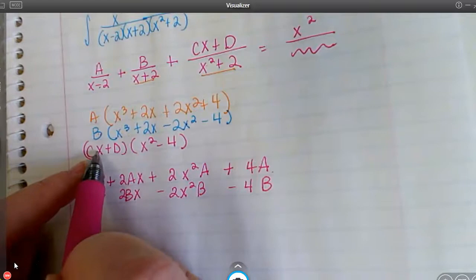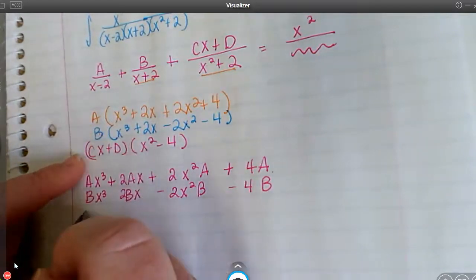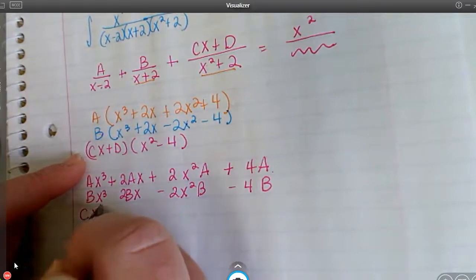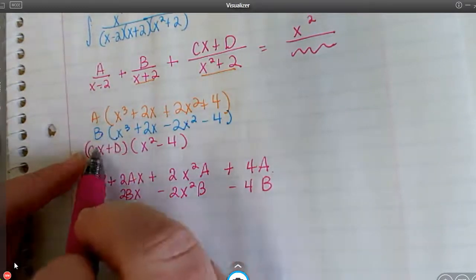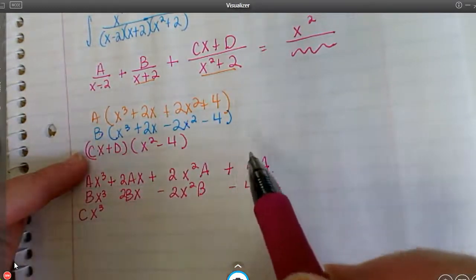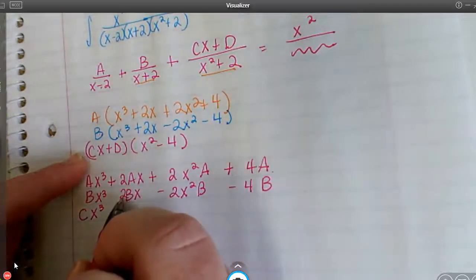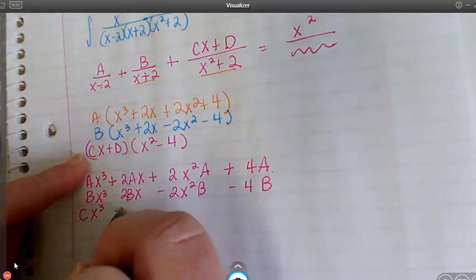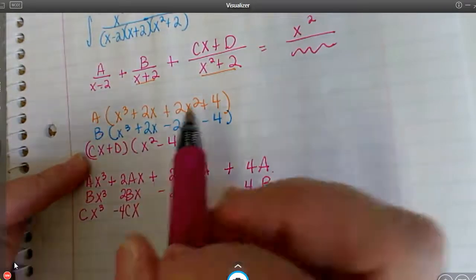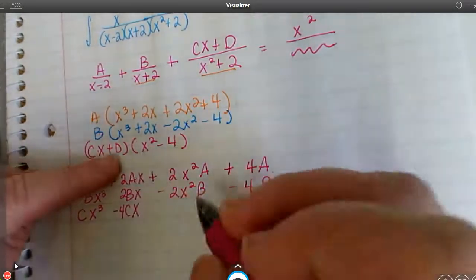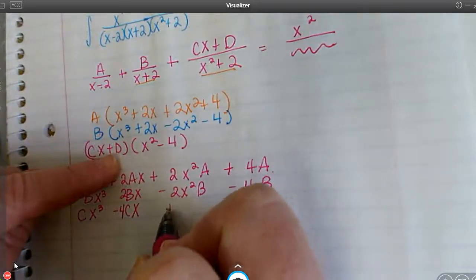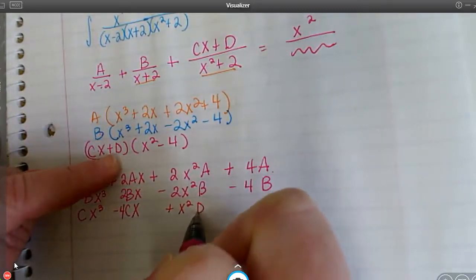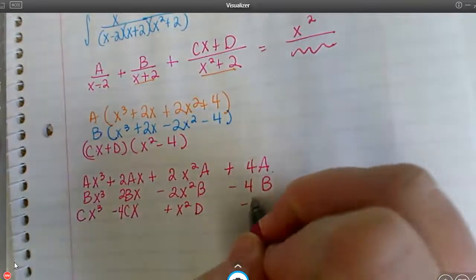Okay? Now I'm going to multiply this and put it where it goes. So Cx times x squared goes with the x to the third. Cx times 4 would go here. I say 6, I mean C, sorry. Negative 4Cx. Dx squared is going to go here. And then negative 4D is going to go there.